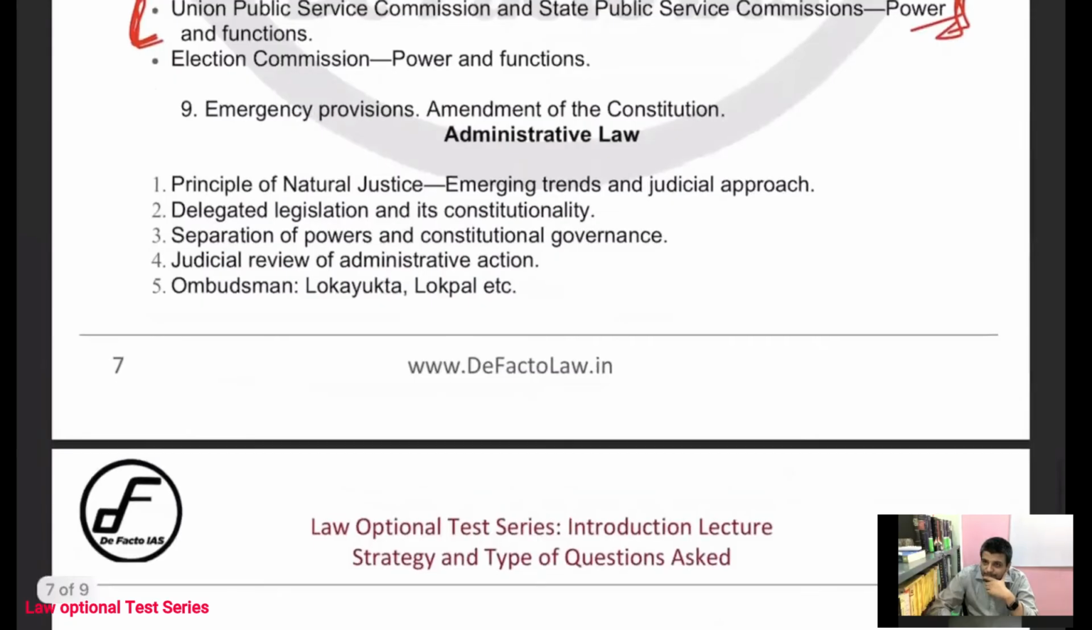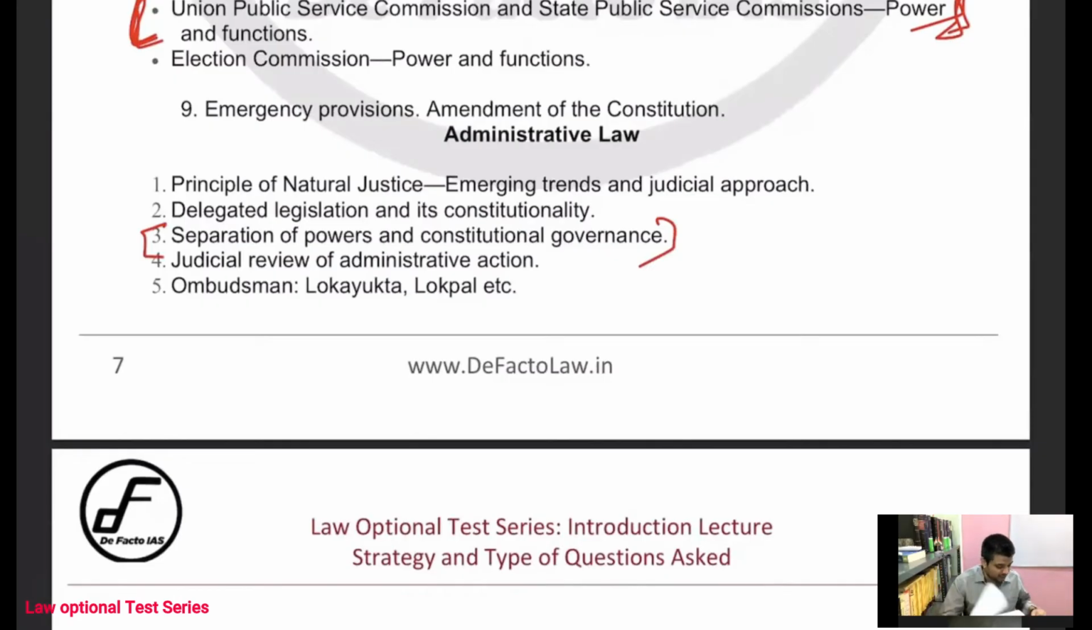Now, in administrative law, you will find that most of the questions are from these 3: separation of power and constitutional governance. They are generally connected with constitutional law. Like this year, I think in paper 1, there was directly a question: what do you mean by constitutional governance or something like that? Last year also, there was a question.